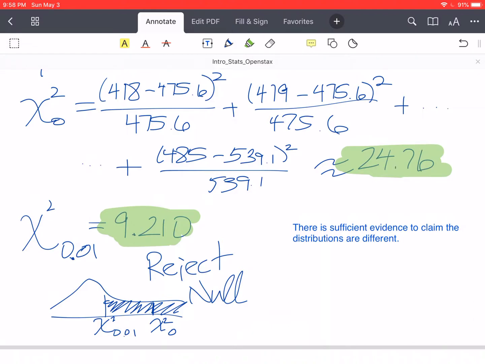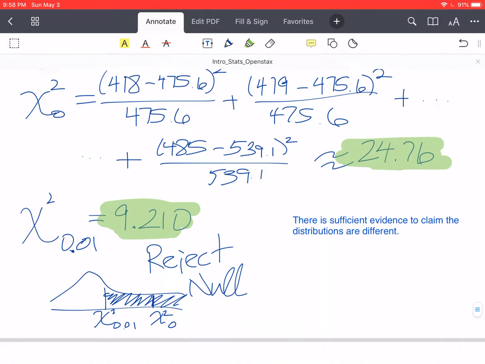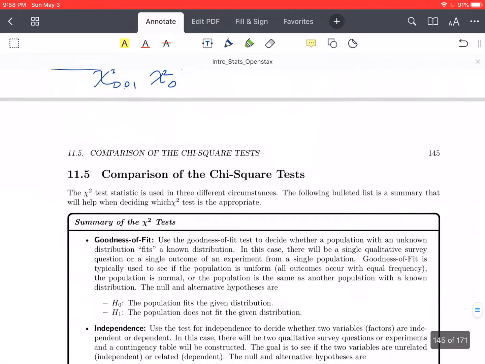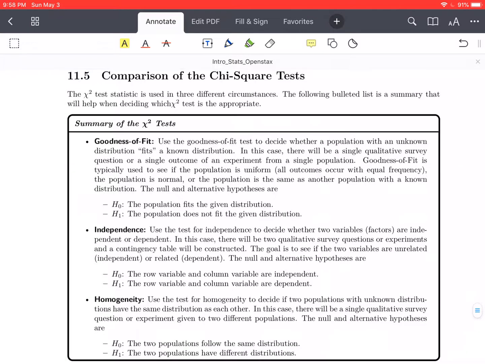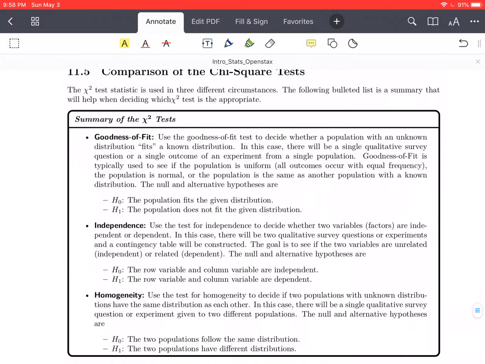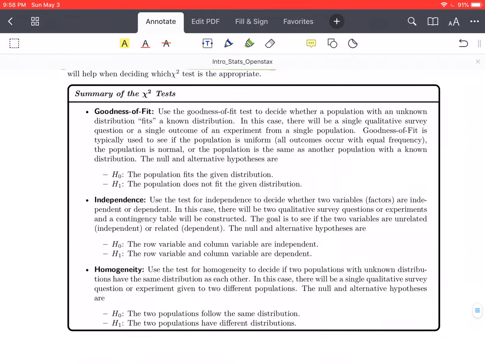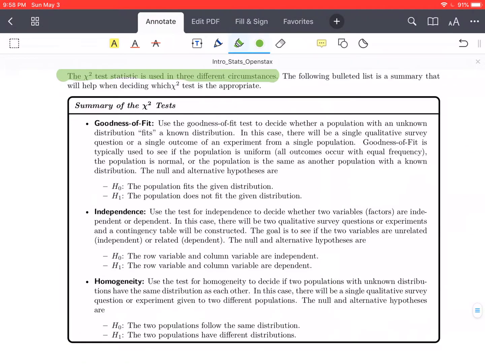Alright, so again we're running that same test, and that's giving us our result here, just looking at something slightly different than what we looked at in the last section. Okay. So now let's go to 11.5, which really short is just this page. It's just kind of summarizing what we've been talking about this chapter. So we're looking at the chi-square test statistic being used in 3 different circumstances. So we have these 3 here, of course, our goodness of fit test, our independence test, and our homogeneity test.